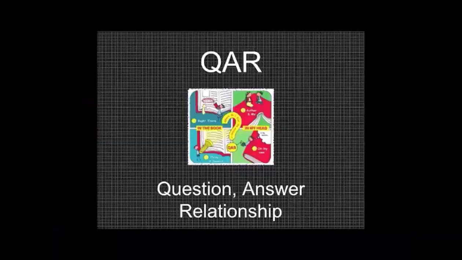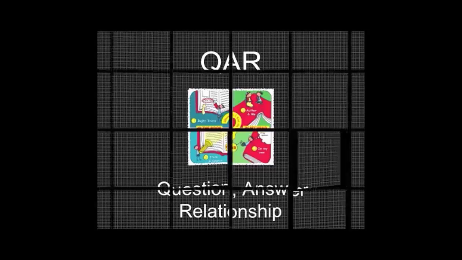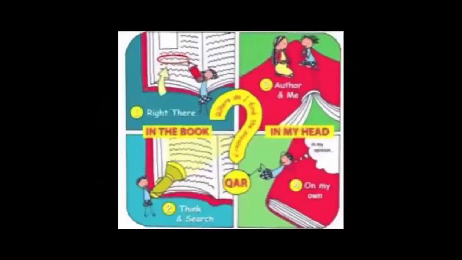Let's talk a little bit more about what question-answer relationships are. Taffy Raphael is well known for establishing this theory, and she states that QAR helps students categorize questions according to where and how they find the answer to the questions. The purpose of this strategy is to identify the types of questions asked and how to find the answers to better assist with comprehension. What kind of questions can be asked?